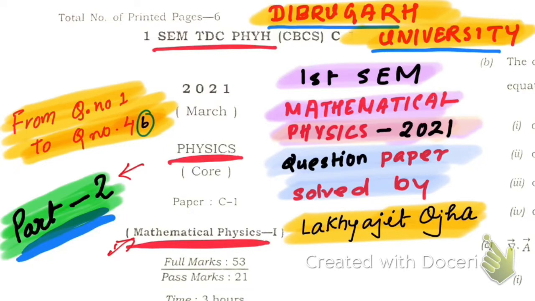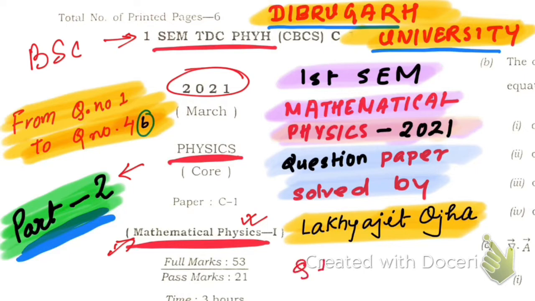This is part 2 of the BSc first semester mathematical physics paper solution, 2021. In part 1 we solved from question number 1 to question number 4a, and in this video we are going to start from question number 4b.